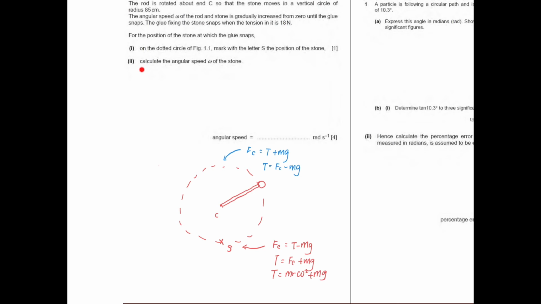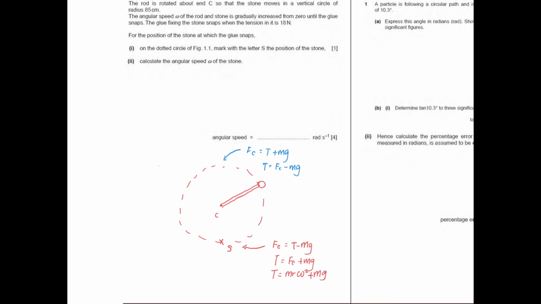Now part 2, calculate the angular speed omega of the stone. Calculate omega at which point? At the point when the stone is at the position where the glue snaps. That means at the lower position. So we have to calculate omega at the lower position, not the top position or any other position, but at the lower position. So at the lower position, you want to find omega, so you have to use this equation.